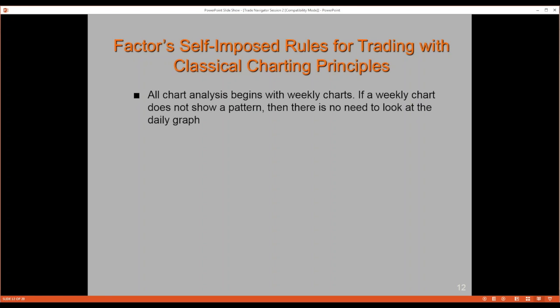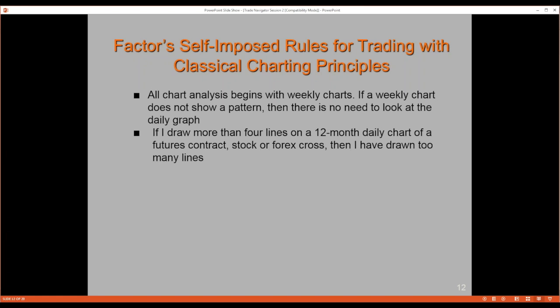Now, it just so happens, and I don't know why, that generally speaking, if a chart pattern is not at least 10, 12, 14 weeks in duration on a daily chart, it normally will not show up on a weekly chart as something that I can recognize. If I draw more than 4 lines on a 12-month daily chart of a futures, stock, or forex cross, chances are I've drawn too many lines.